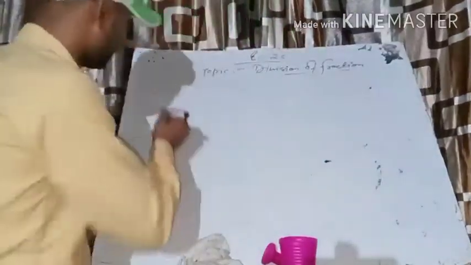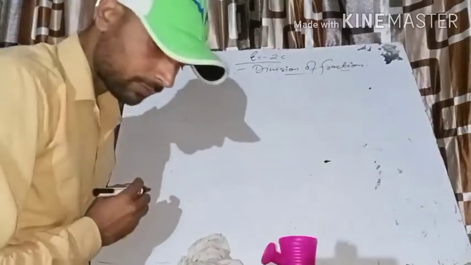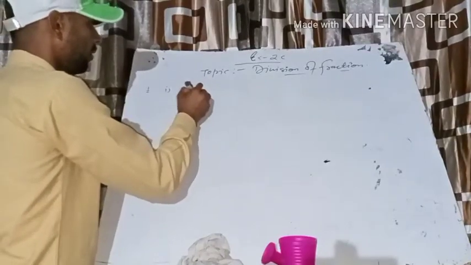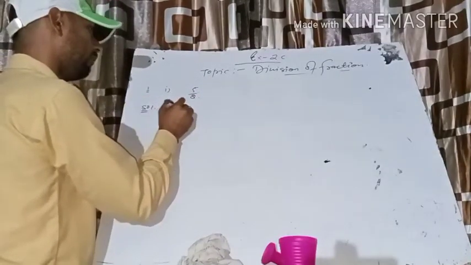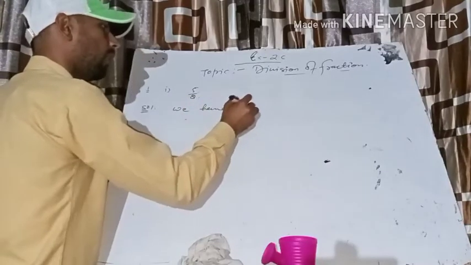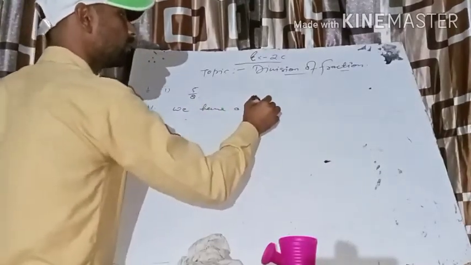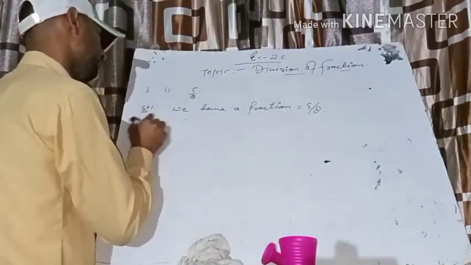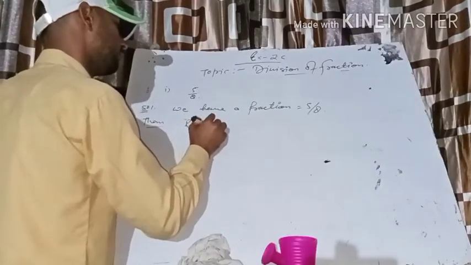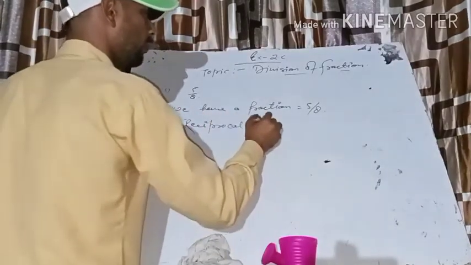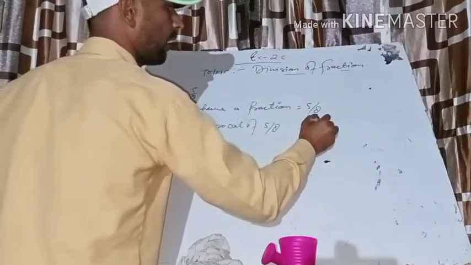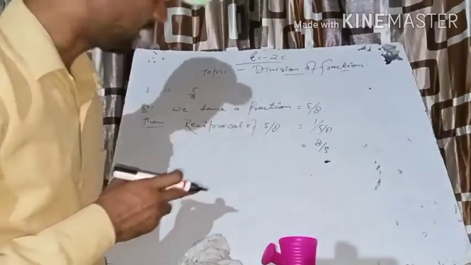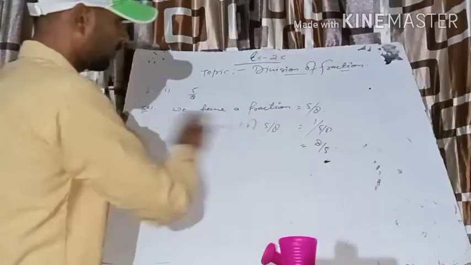The first question is: write down the reciprocal of 5 upon 8. So how will we solve? We have a fraction equal to 5 upon 8, then the reciprocal of 5 upon 8 equals what? 1 upon 5 upon 8, that is 8 upon 5. In this way you can easily calculate the reciprocal of any number. Now come to the second question.